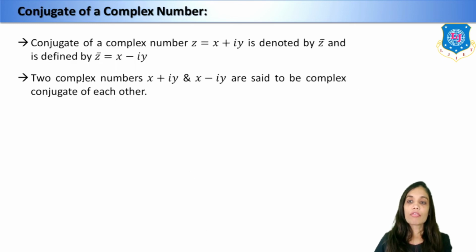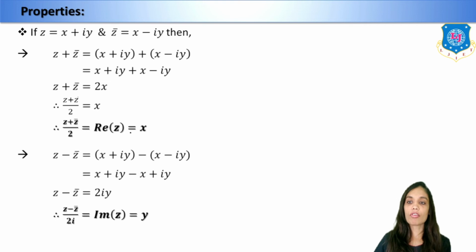So now, what is the conjugate of a complex number? We have studied that the conjugate of a complex number z equals x plus iy is denoted by z bar and is defined by z bar equals x minus iy. This is known as the conjugate of a complex number and this is its notation. The two complex numbers x plus iy and x minus iy are said to be complex conjugates of each other. Now let us study a few properties of this.